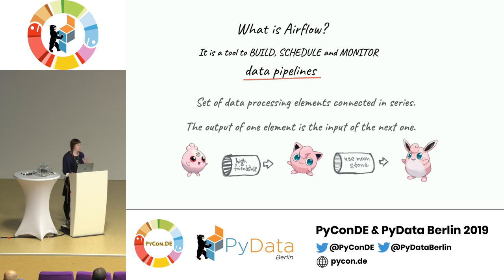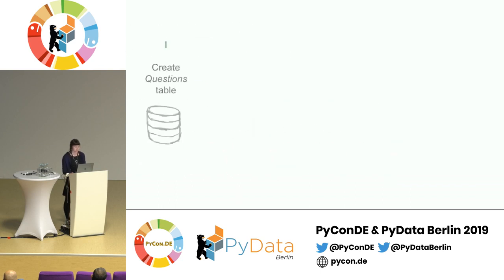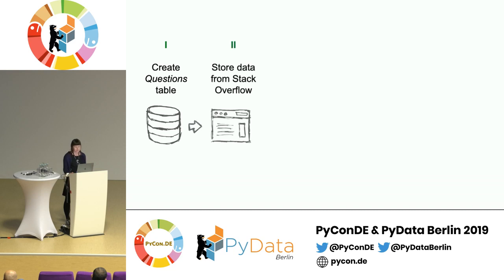So let's see how we might make a data pipeline out of this project. So the first task would be to create a table, just Postgres table where we will store raw questions. The next step will be to actually get data from Stack Overflow and in a raw format for one day, store it in this table.